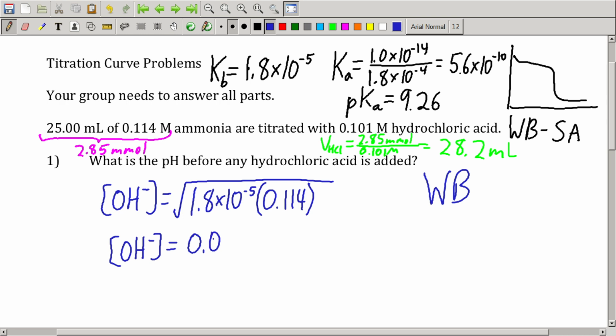0.0143. Okay. I'm just going to go 0.0014. And again, that's because you could keep that extra decimal place, or sig fig, but you're going to lose it once you calculate the pH anyway.